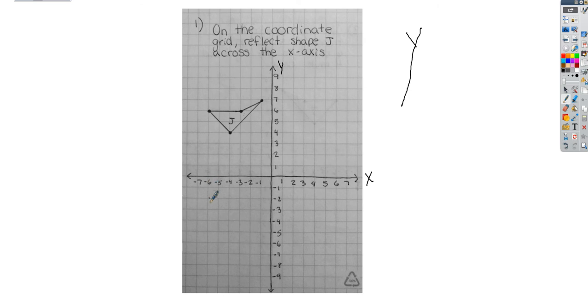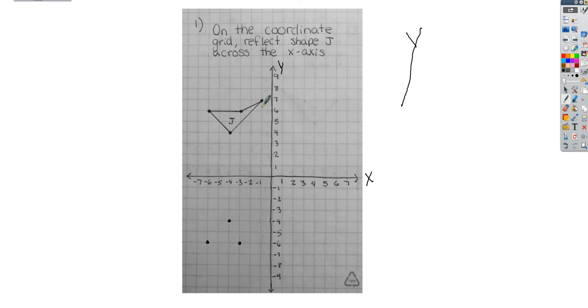So 1, 2, 3, 4, 5, 6. And that's going to be our first point. Okay, we'll do our next point. We'll go 1, 2, 3, 4. And we're going to do 4 on the other side. So 1, 2, 3, 4. Okay, so we're going to start here, count the spaces till we hit the x-axis because that's what we're reflecting over. 1, 2, 3, 4, 5, 6. We're going to do 6 down. 1, 2, 3, 4, 5, 6.